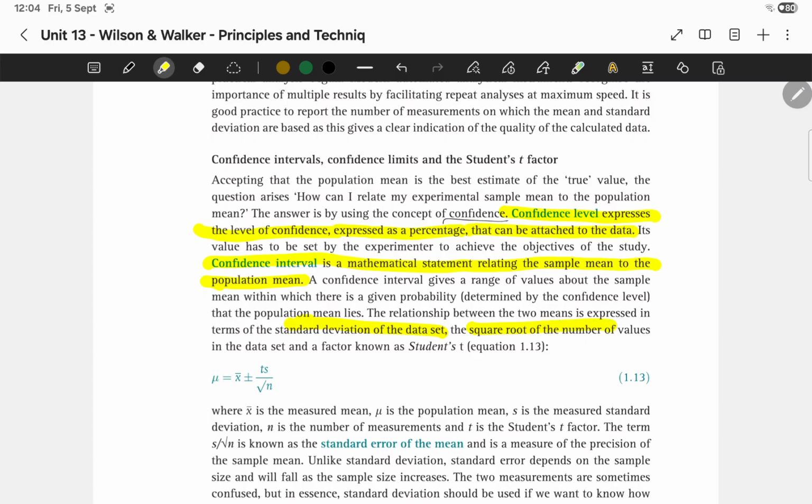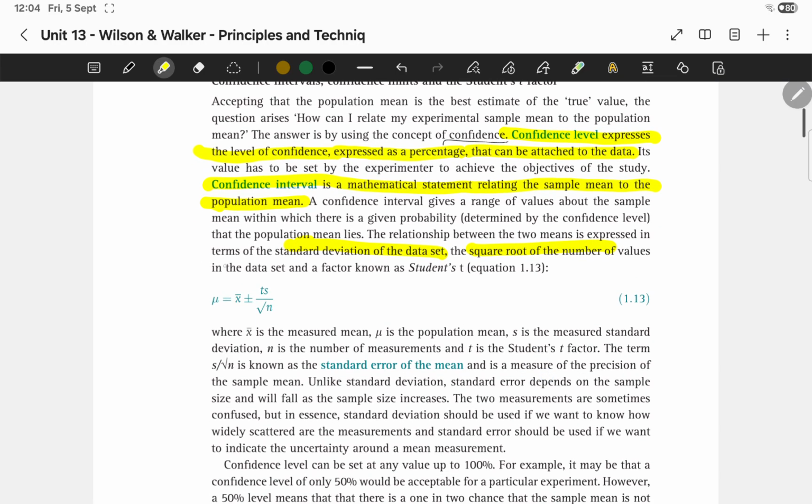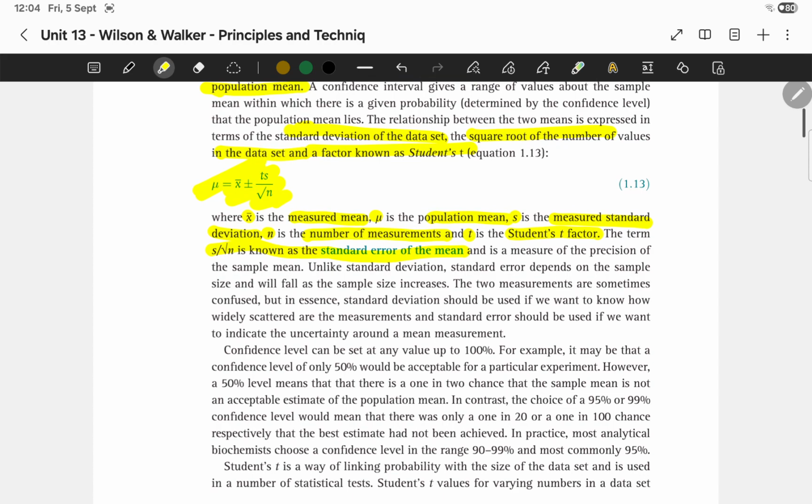The square root of the number of values in the data set is involved, along with Student's t. Here x bar is the mean, mu is the population mean, s is the measured standard deviation, n is the number of measurements, and t is the Student's t factor. The term s divided by the square root of n is the standard error of the mean and is a measure of the precision of the sample mean.